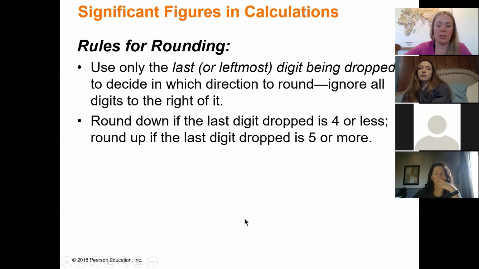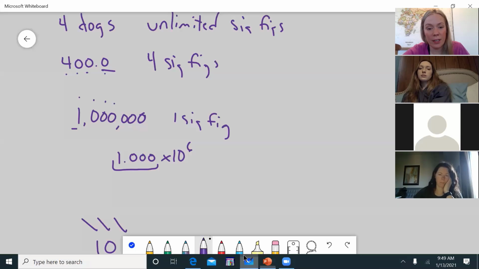So let's just talk about rounding really quick. I'm going to do too many of these.